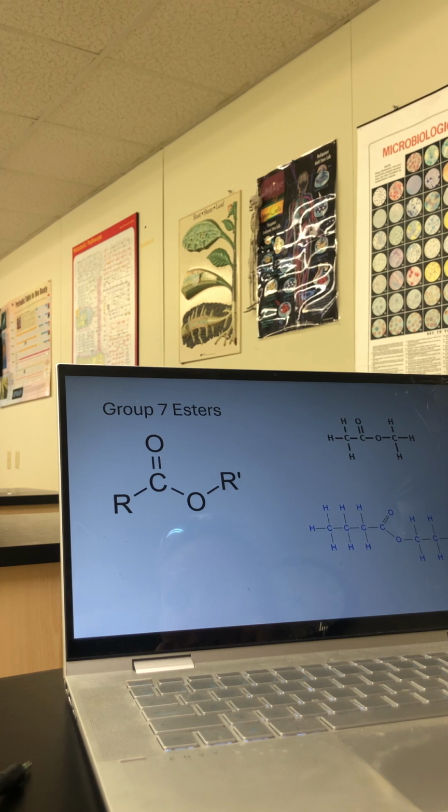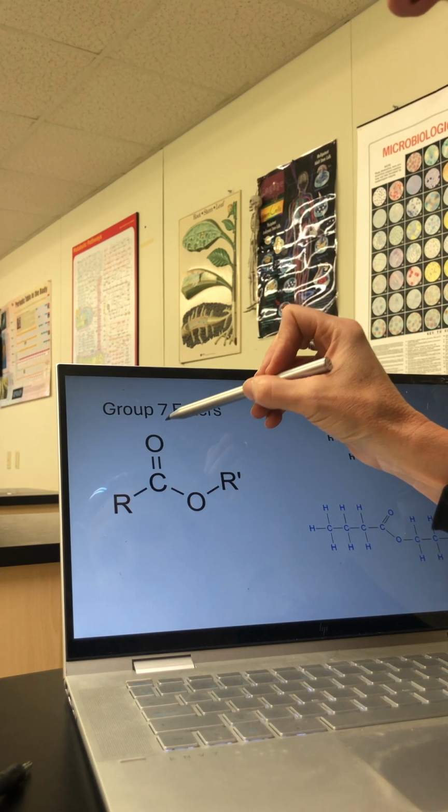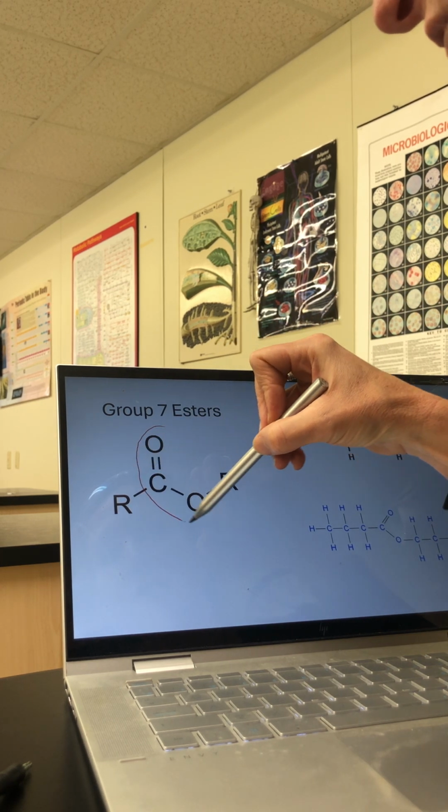This one's a little weird, but I really like this group actually. These are called the esters, and we will be doing a lab next week on these. Let me explain this one because it is a little bit different. So this is your functional group.